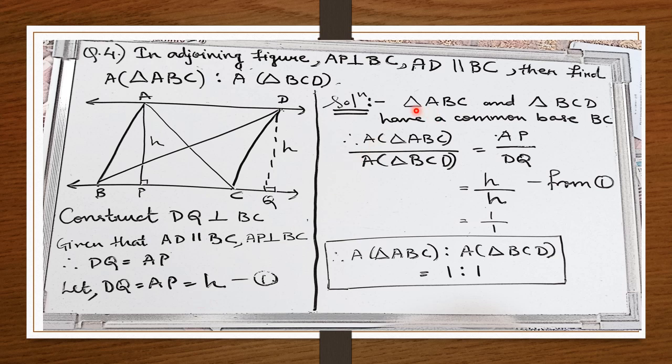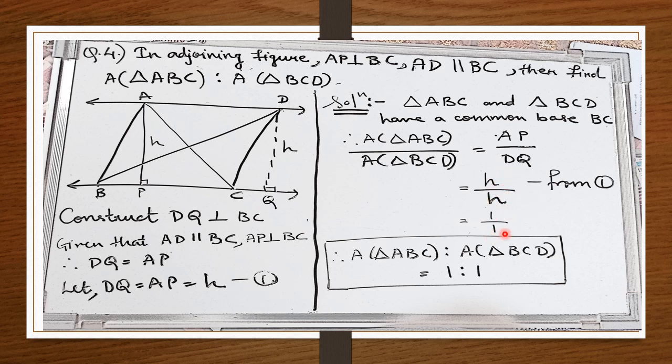So let's start with the solution. Now triangle ABC and triangle BCD have a common base BC. For both the triangles, the base is common, that is BC. Therefore, area of triangle ABC upon area of triangle BCD should be the ratio of their heights, that is AP upon DQ. Now both of them have the same value, that is H upon H.